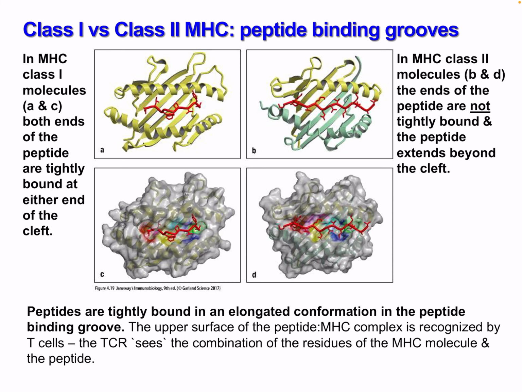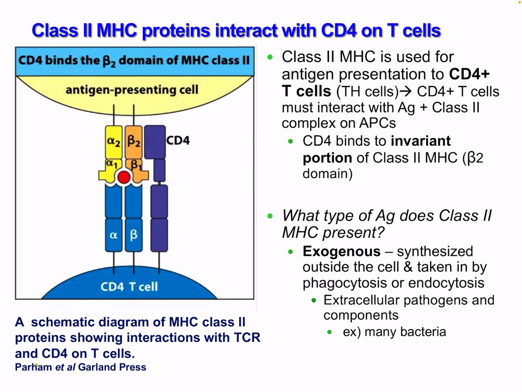So now we're going to compare them. Again, here's the hot dog analogy. In MHC class 1 molecules, in A and C, both ends of the peptide are tightly bound at either end of the cleft. In MHC class 2 molecules, here in B and D, the ends of the peptide are not tightly bound and the peptide extends beyond the cleft. So the peptides are tightly bound in an elongated conformation in the peptide binding groove. The upper surface of the peptide MHC complex is recognized by T cells. The T cell receptor sees this combination of the residues of the MHC molecule and the peptide. So again, they're MHC restricted, so we need both signals.